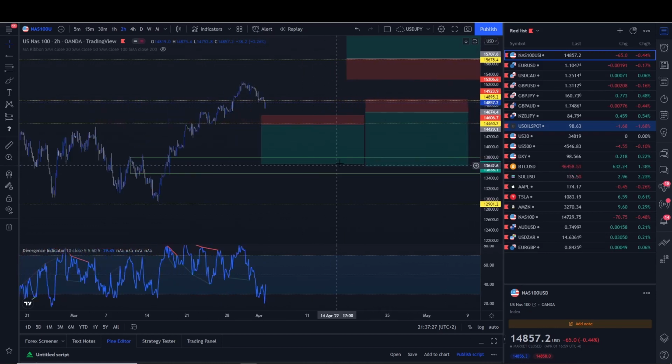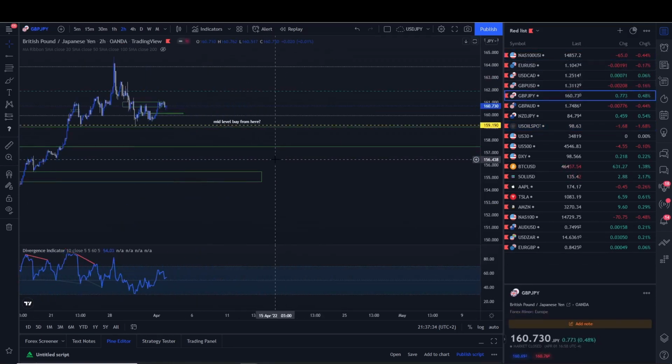But this for now is what I'm looking at with the Nasdaq. Then I just want to have a quick look at GBPJPY.